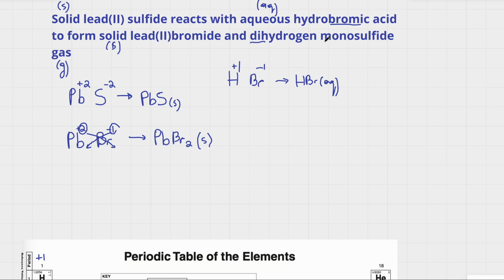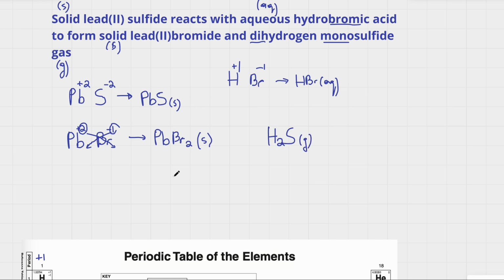Finally, it says dihydrogen monosulfide. If we see prefixes, then we have a molecular compound. This one is very easy to write the formula for, because we can just use our prefixes as subscripts. Dihydrogen, di means 2, so I have 2 hydrogens. Monosulfide means I have 1, mono is 1, one sulfide ion in my formula. So my formula must be H2S, and it's a gas.